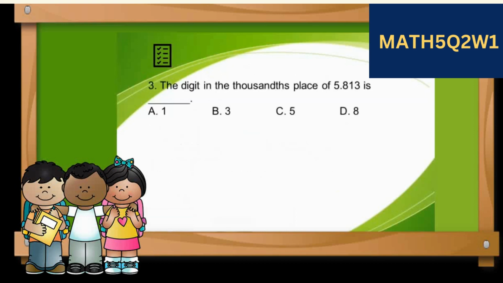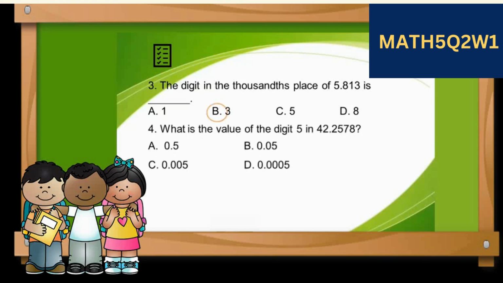Let's move on to number 3. The digit in the thousandths place of 5 and 813 thousandths is blank. A1, B3, C5, D8. And the correct answer is letter B, 3.